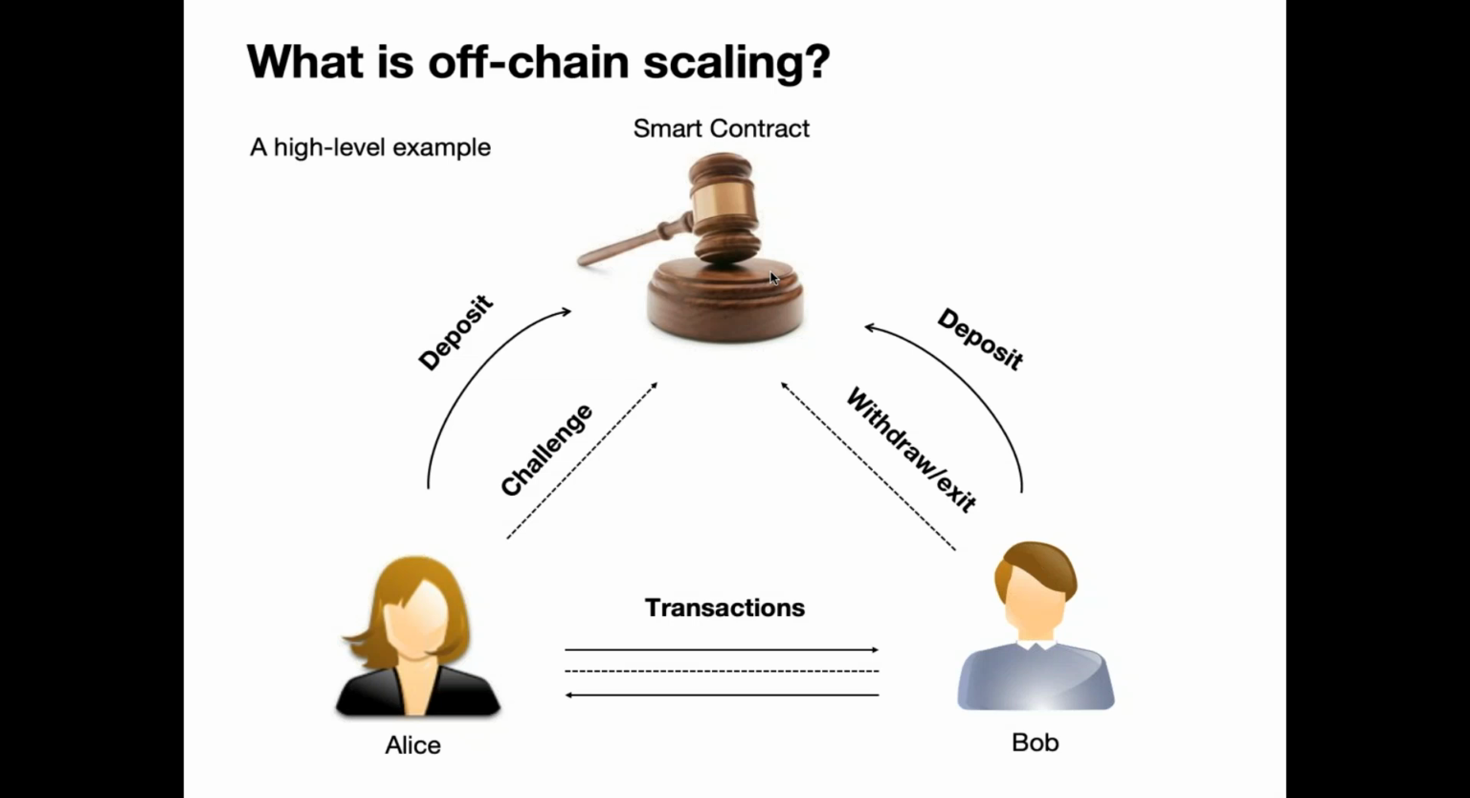And here the proof of possession, we mean that it should include some signatures from the participants. And if Bob is malicious, let's say he hid some transactions, at this point, Alice can challenge him by submitting a challenge message to the smart contract. And at this point, the smart contract can be the judge to determine who is cheating or honest.